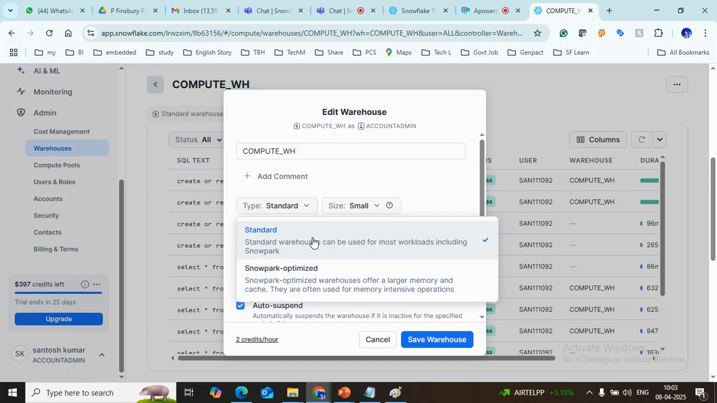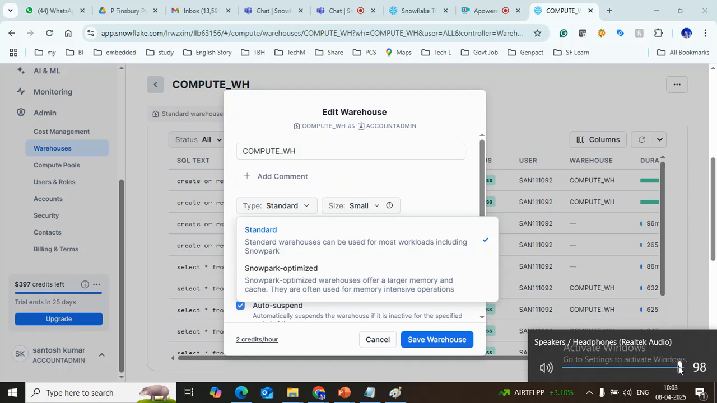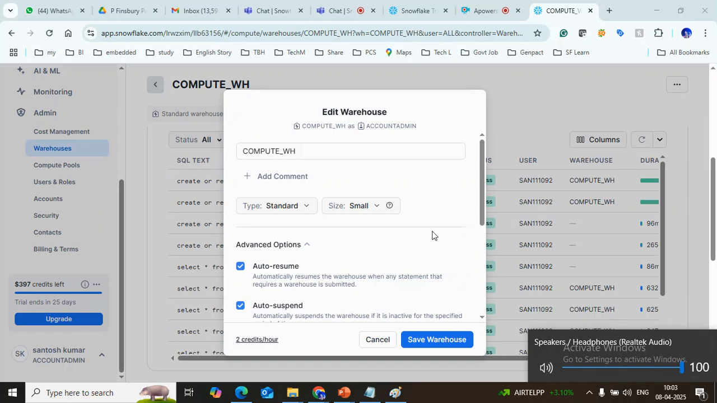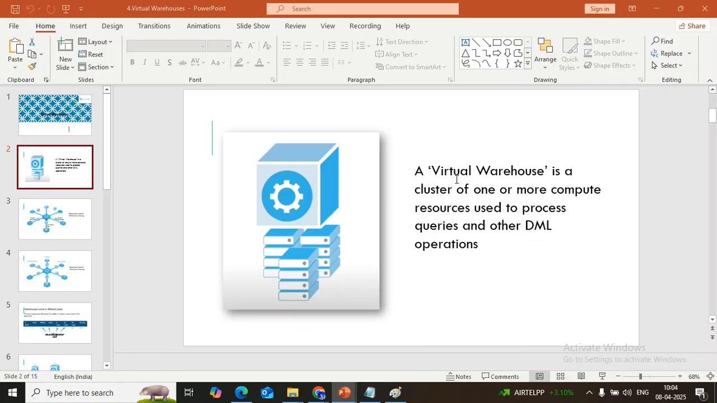What I have mentioned is that a warehouse is composed of one or more clusters. It's a virtual warehouse, and it means virtual warehouse only. The first definition I have given: a virtual warehouse is a cluster of one or more compute resources, right?